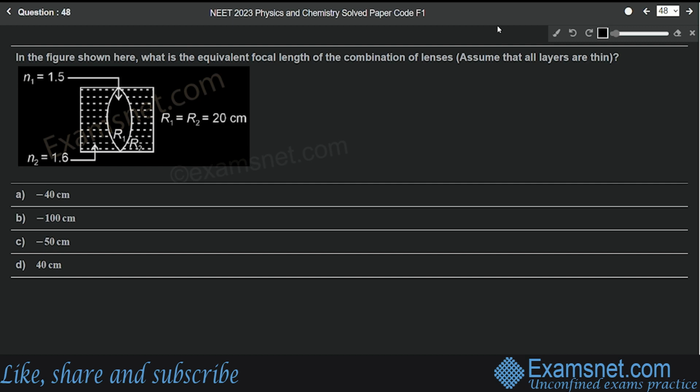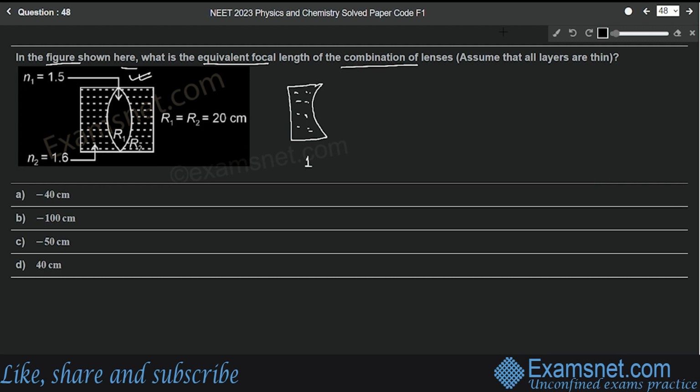Question number 48 is from the chapter Ray Optics and Optical Instruments, and the question is, in the figure shown here, what is the equivalent focal length of the combination of lenses? Assume that all lenses are thin. Okay, so here you can see there is a combination of lenses. Two lenses are represented as shaded parts here, on the left side and right side, and in between them there is an unshaded convex lens. Okay, so let's separate them. On the left side we have this lens, it looks like this. It is shown as a shaded part.